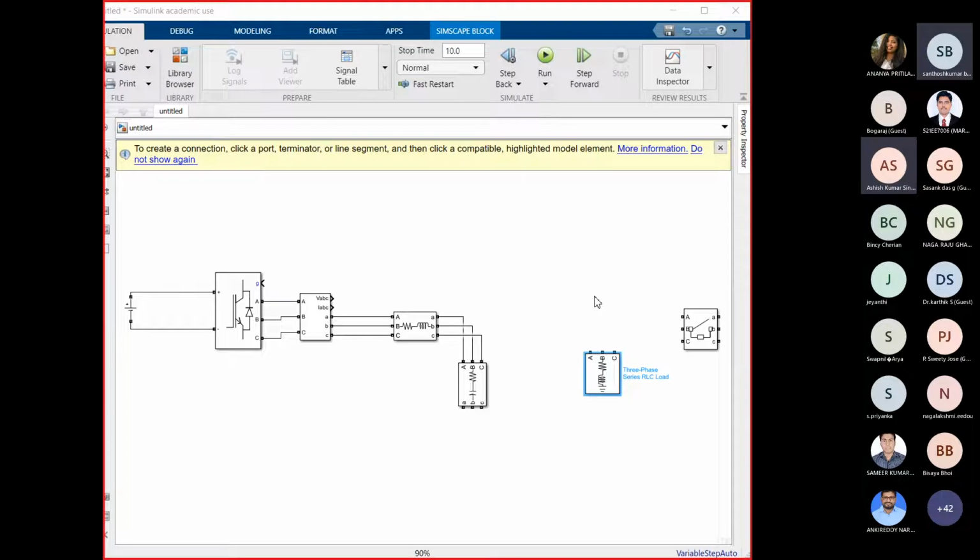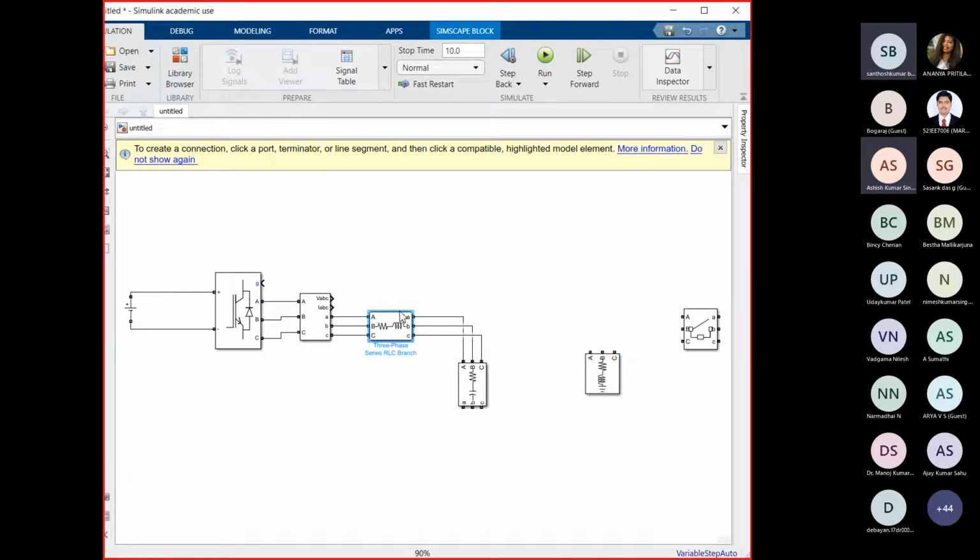First, I am doing the physical system. After that, I will explain the controller part. For the physical system, here you can see this is the DC supply, inverter, then measurement, and later this LC filter. Here I am considering this L and this is the capacitance of the filter. And now I am connecting the load.